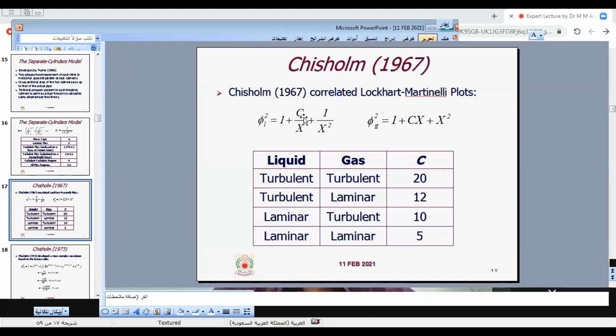C is defined as a chosen parameter. For example, the equation of phi L squared is equal to 1 plus C over X plus 1 over X squared, and phi G squared is equal to 1 plus C times X plus X squared. If both liquid and gas are turbulent, C is equal to 20. If the liquid is turbulent while the gas is laminar, C is equal to 12. If the liquid is laminar while the gas is turbulent, C is equal to 10. And if both liquid and gas are laminar, C is equal to 5.